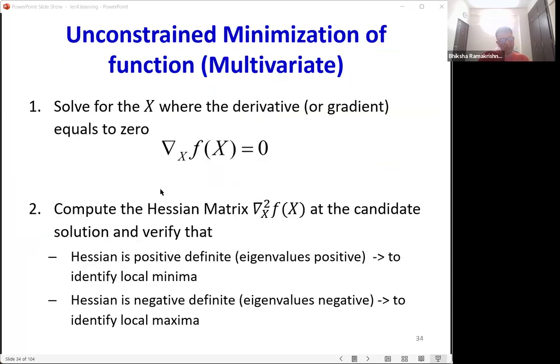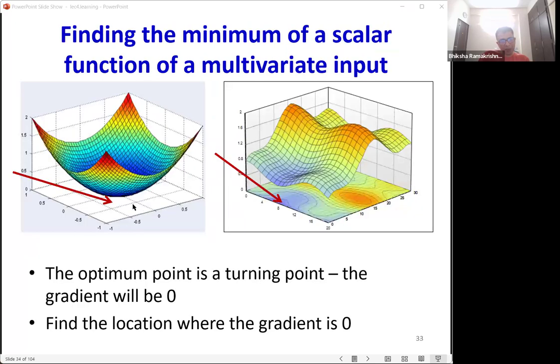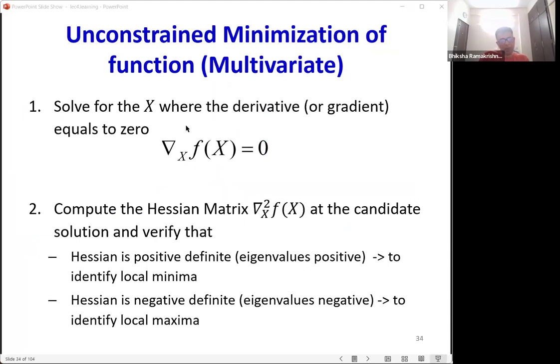So how can we do this? It turns out the equivalent of the second derivative in the multivariate case is the Hessian. And so we would write out the formula for the derivative or the gradient and equate it to 0. That would give us some potential solutions for x. And then at that x, you can compute the Hessian matrix. And the Hessian matrix is going to be positive definite, meaning all the eigenvalues are going to be positive at local minima. All the eigenvalues of the Hessian are going to be negative at local maxima.